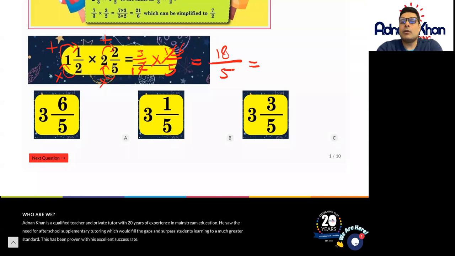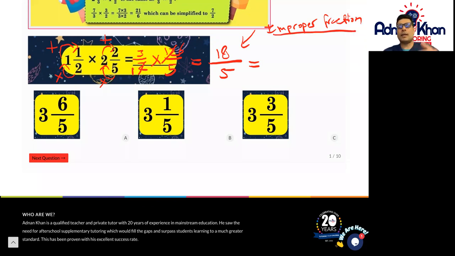Now here we've got an improper fraction. An improper fraction means that it's top heavy. Top heavy means that the top number is too big, and we've got to get out of this particular fraction. So to make it into an answer, we need to convert the improper fraction again into a mixed fraction. Now we're going to work out how many times 5 divides into 18.